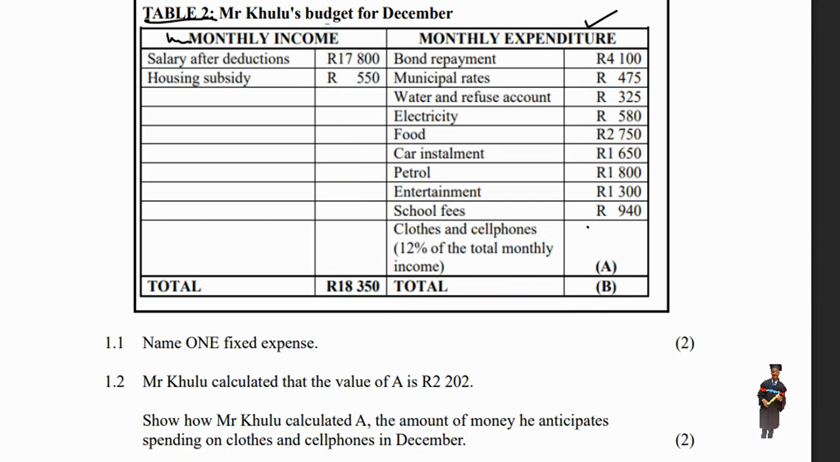And then we have total, or the value of B. The value of B is going to be the total what? The total expenditure. So it means that we will have to sum everything in this column. We will have to add everything in this column.